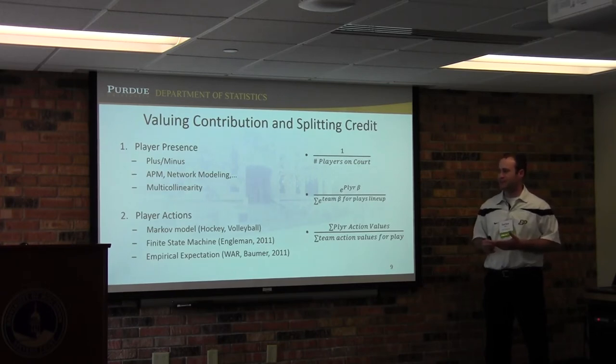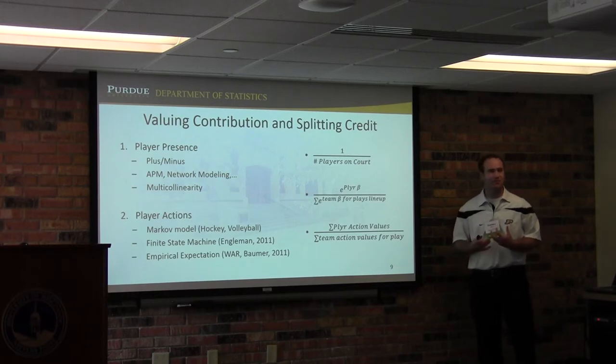Looking at player actions, if things happen in sequence, you can use a Markov model, and that's been done to value actions. That's been done in hockey and volleyball. Engelman, 2011, proposed using a finite state machine to divide credit. And it looks kind of like a Markov model, but then he adds a bunch of different parameters into it and estimates it iteratively. If you think of WAR in baseball, they'll often use kind of an empirical expectation of what usually happens and then what happened in your case on that play.